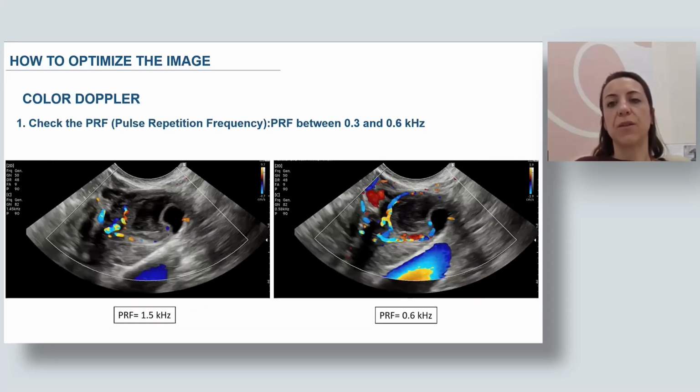Color Doppler examination. First of all, we have to check the PRF. The PRF should be between 0.3 and 0.6. In these two images, we have the same ovary with the corpus luteum. On the left side, we can see the wrong PRF, 1.5. On the right side, we can visualize the typical vascularization of the corpus luteum. So PRF is very important.